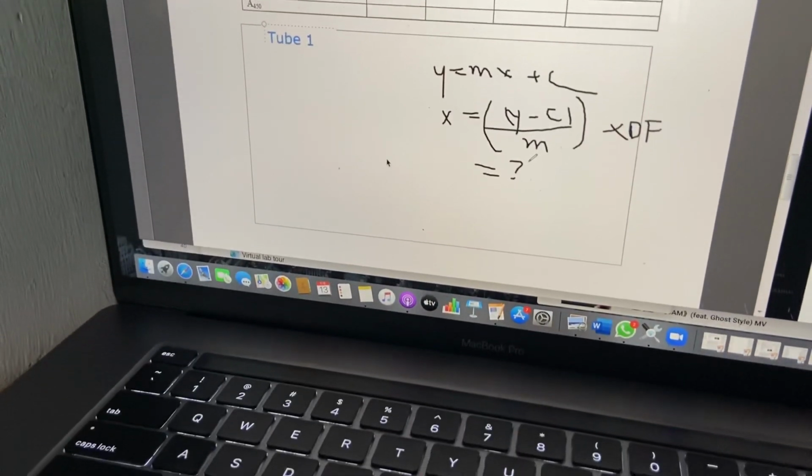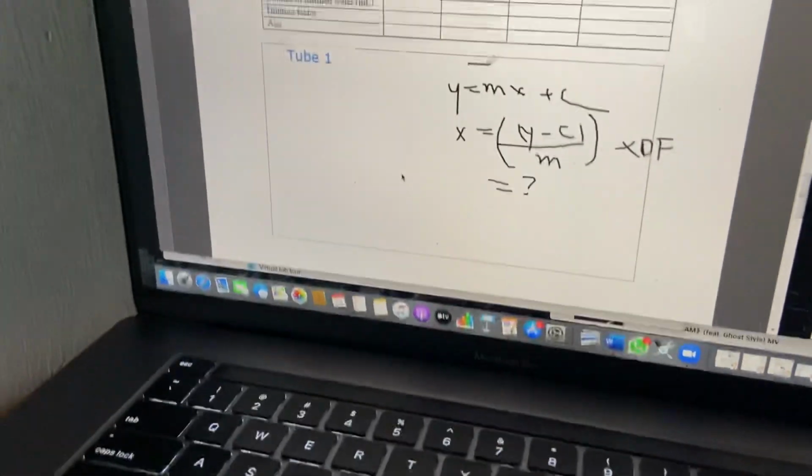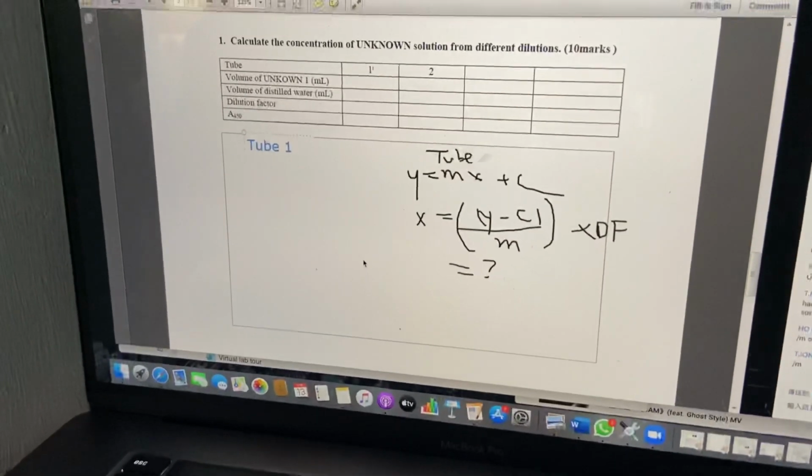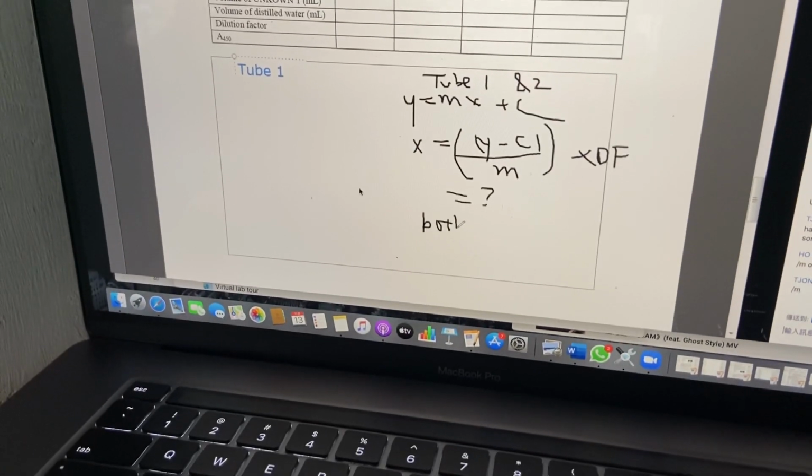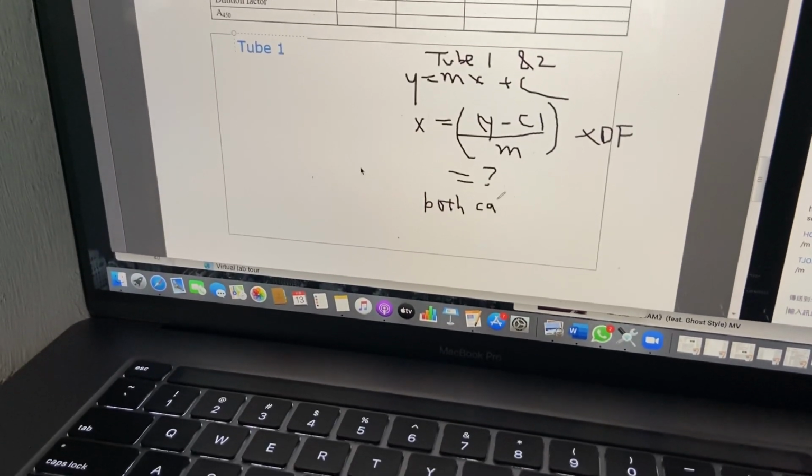Okay, any question? This is the tube 1 and tube 2. So both calculation steps.